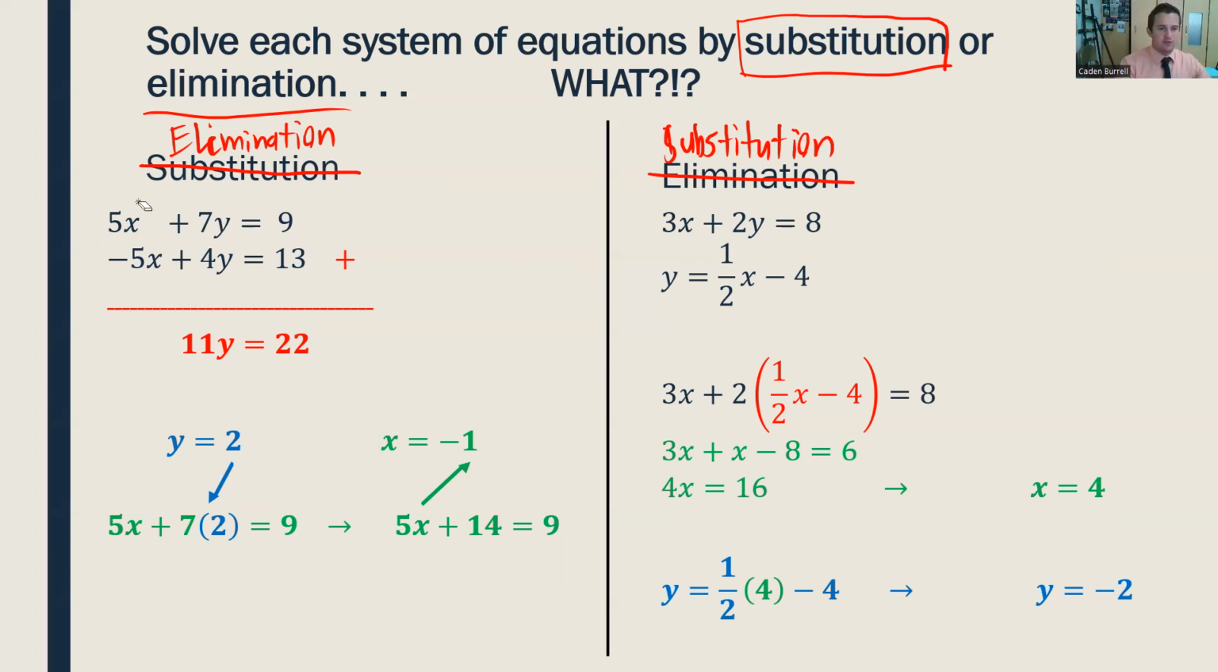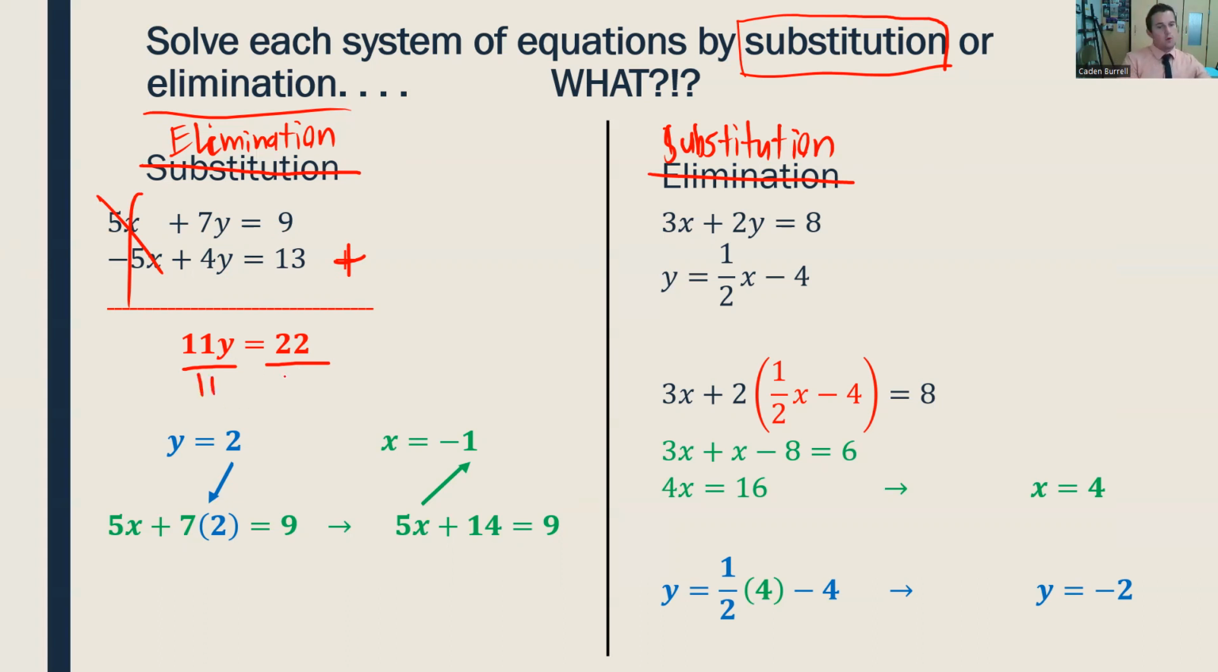So take these two equations, for example. I have 5x plus 7y equals 9 and negative 5x plus 4y equals 13. Notice how already these equations are in a position where if I add them together, one of the variables is going to disappear. For example, 5x and negative 5x added together is 0. It cancels out. 7y plus 4y is 11y. 9 plus 13 is 22. Now I have a single variable equation for which I can solve for y.